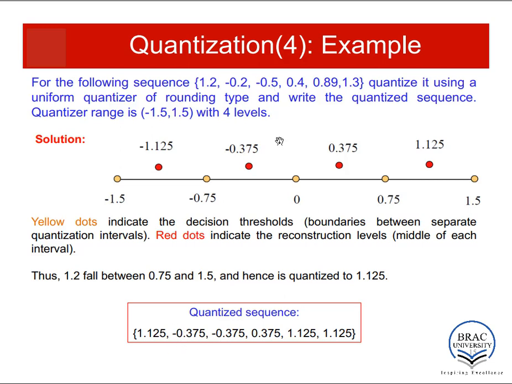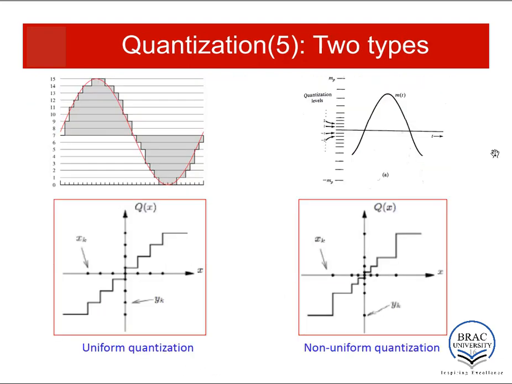Then minus 0.5 is also in this range. So another minus 0.375. 0.4 is in this range. So the quantized value will be 0.375. We have a 0.375 here. Then 0.89 and 1.3 both are in this range. So we will quantize them both to 1.125. So this is our quantized sequence. We are done.